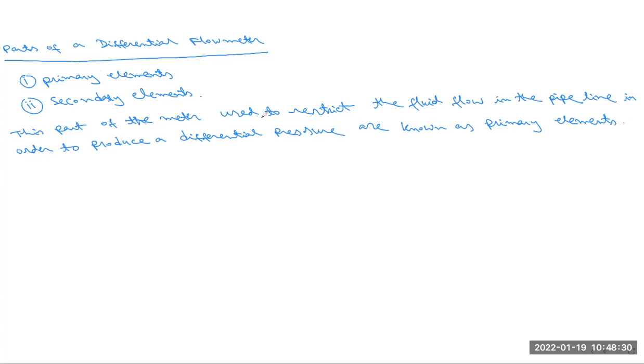Okay, so first we have to understand these primary elements. The element of the meter used to restrict the fluid flow in the pipeline in order to produce a differential pressure is known as the primary element. Okay, so what are the primary elements in the different parts?